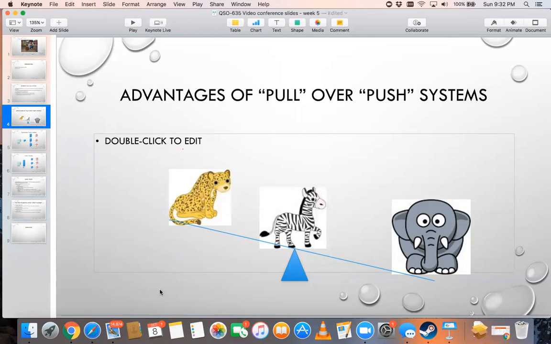Artificial lead times just don't work, or they may work in the short term, but they don't work in the long term. Are there any questions on that? Okay. And that's an important concept.